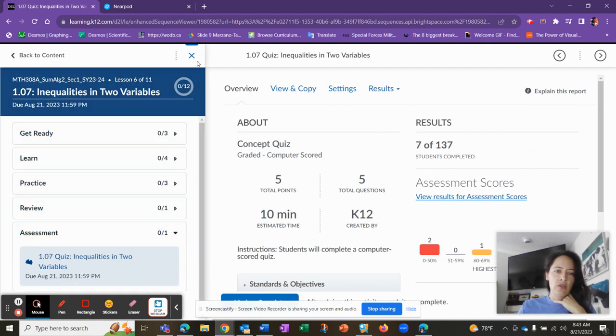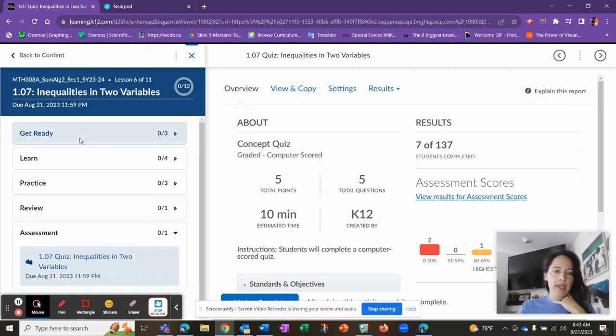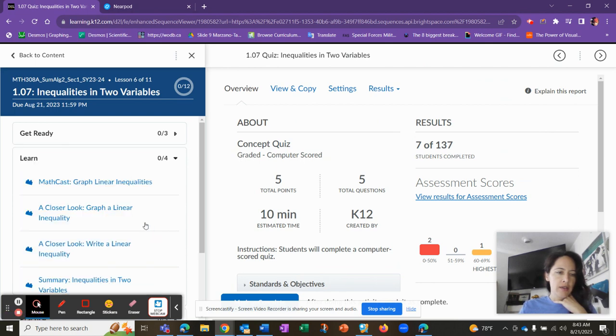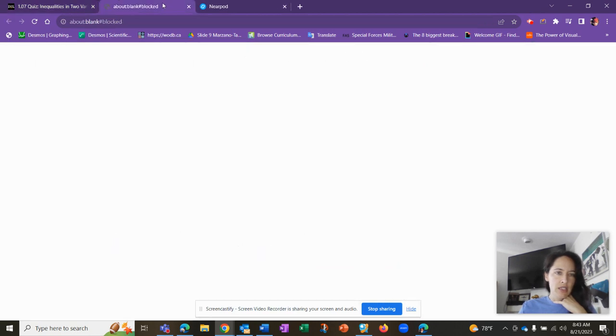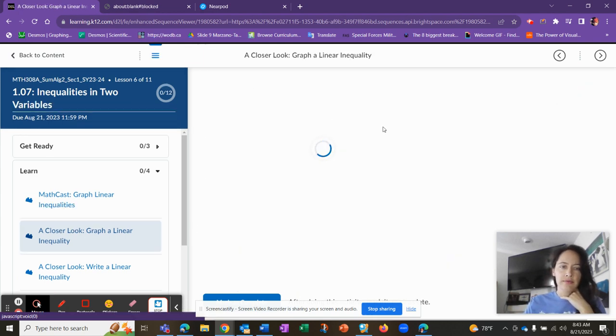So you have this. You always have this little 3 rows right here, okay? Some of the cool parts, there's some really cool parts in here. Let's see, quick check linear functions, lesson introduction, learn. I'm pretty sure it was here. So I'm going to open this in a new tab. Let's see if it works. Oh, it's blocked. All right. So we'll just click into it.